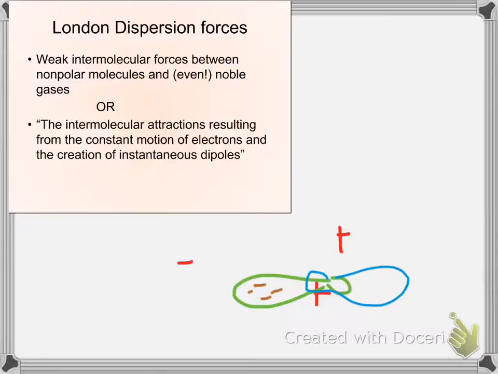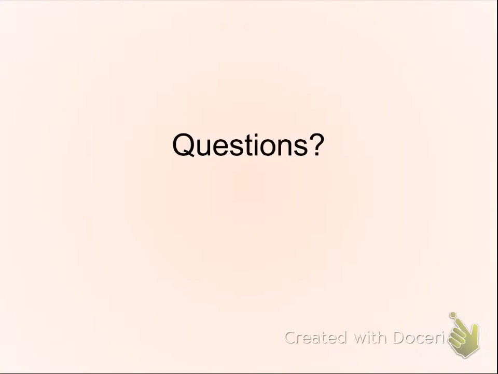So we call these London dispersion forces. They're the least important of the intermolecular forces that you should know about. But if you're going on in chemistry, depending on what kind of chemistry you're doing, it could be important to you. That is it for Chapter 6. That's all you're going to do with chemical bonding.